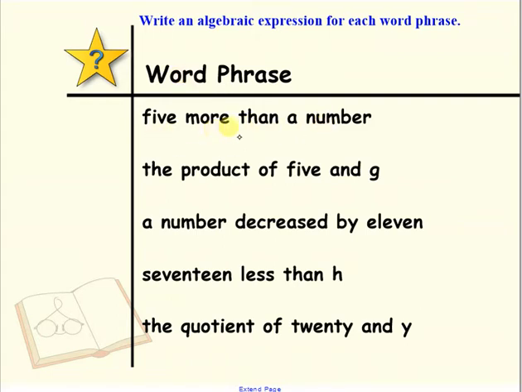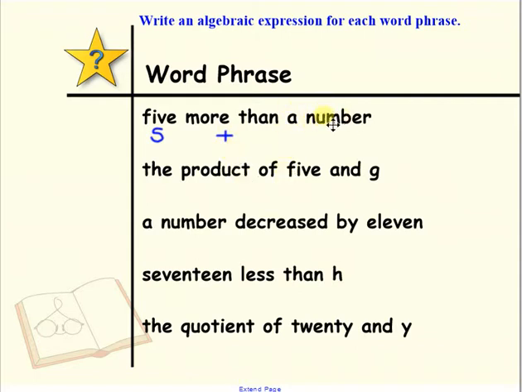So this is word form. When I tell you 5 more than a number, I need you to take that and write it in numbers and variables. Okay? So I'm going to show you the easiest way to do that. So as you read it, I'm going to go ahead and annotate it, okay? So 5 more than a number. So when I see 5, I need to think the number 5. So I write 5. More than. Well, what operation is that? Well, that's plus, okay?